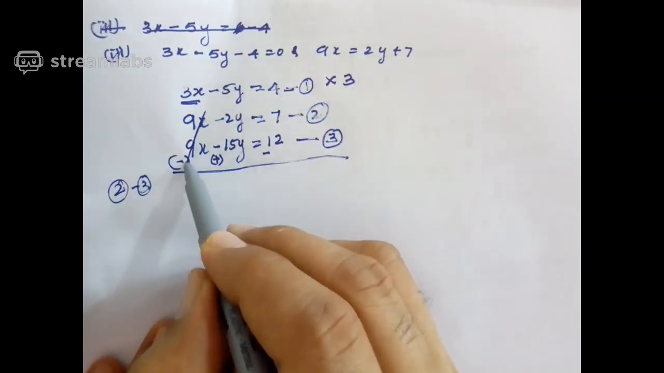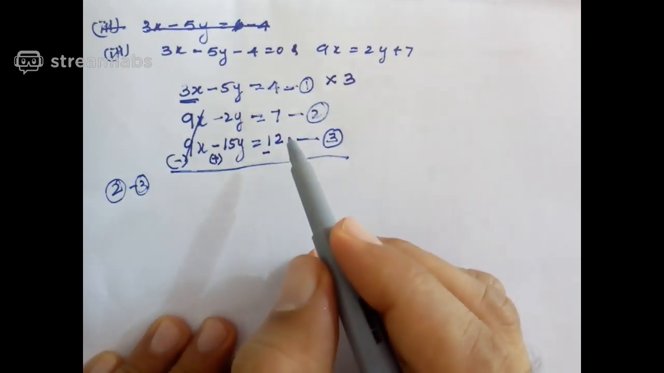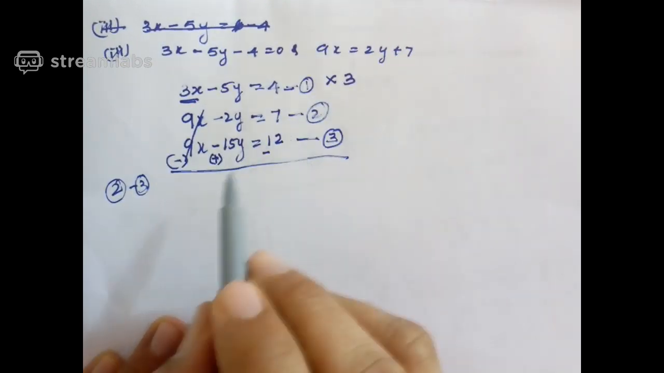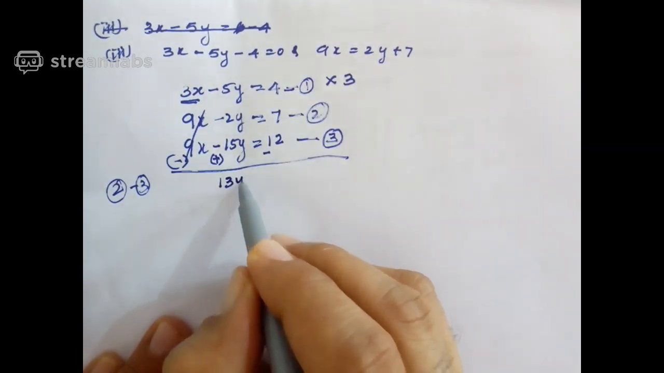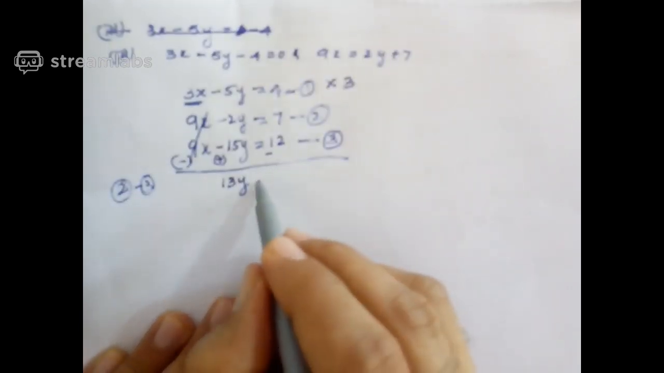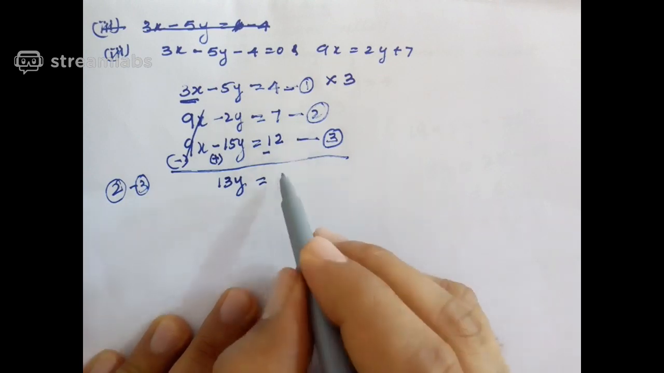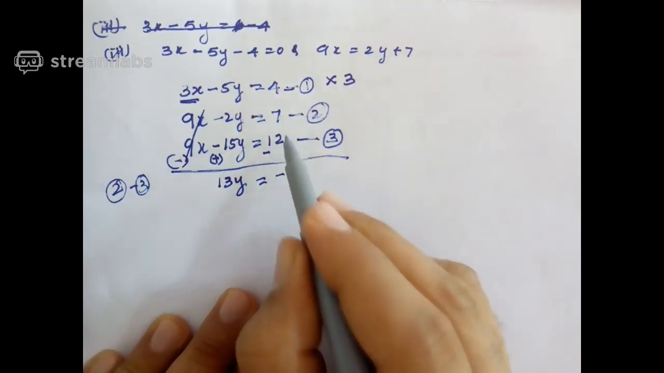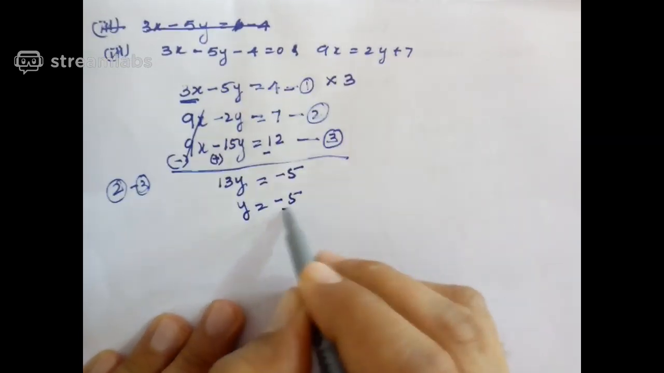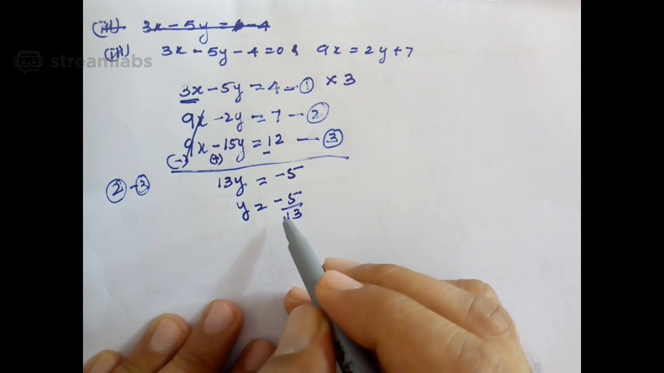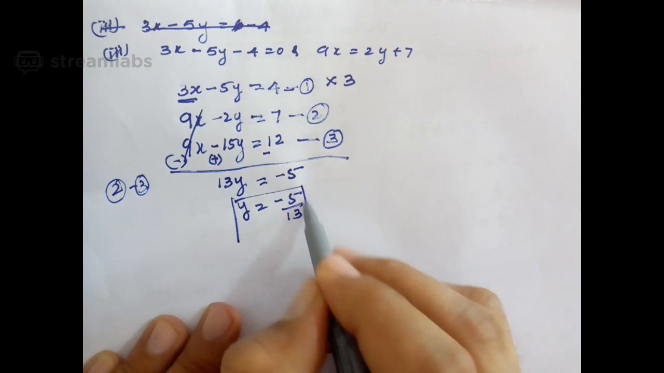So 9x gets cancelled. Minus 2 plus 15 is how much? Minus 2 plus 15 is 13y. Isn't it? Then 7 minus 12. From 12 you have to take 7. That is minus 5. Isn't it? 7 minus 12 is minus 5. Bigger number sign. y is minus 5 by 13. That is the value of y.